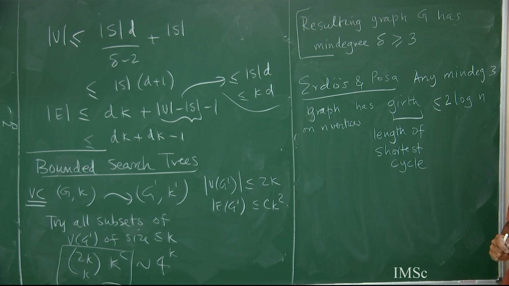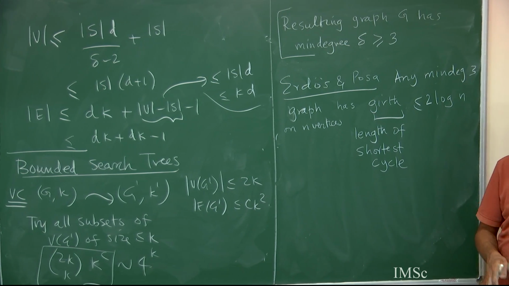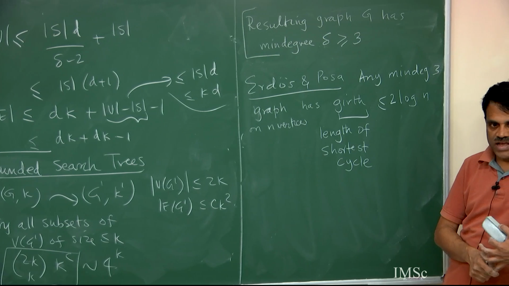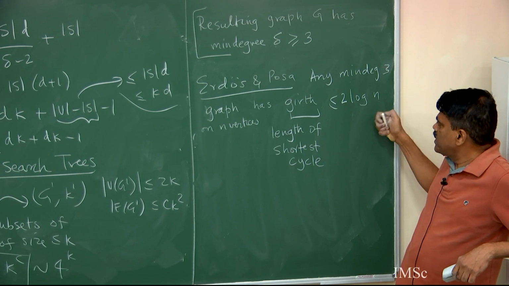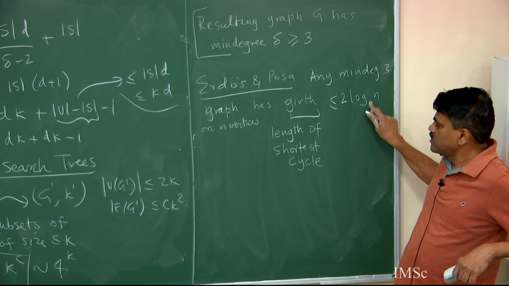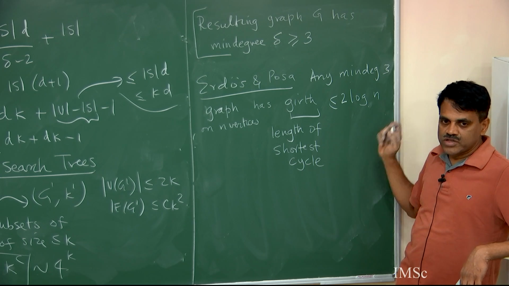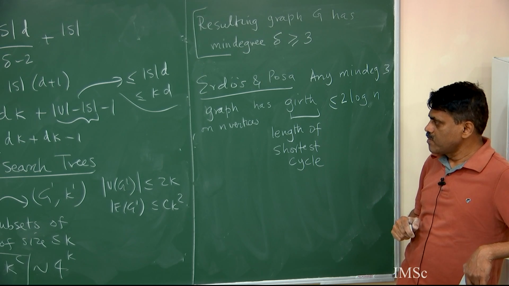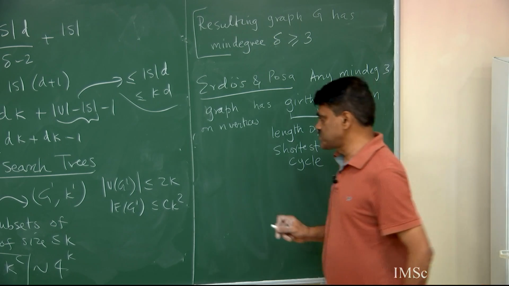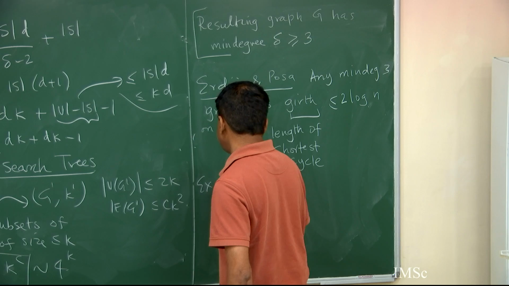Okay, so if your graph has no degree 2 vertices, then if it has a cycle at all, the minimum degree is, so if the minimum degree is delta, the delta will come in the base, delta or delta minus 1. Okay. So, exercise 1, try and prove this, pretty easy.